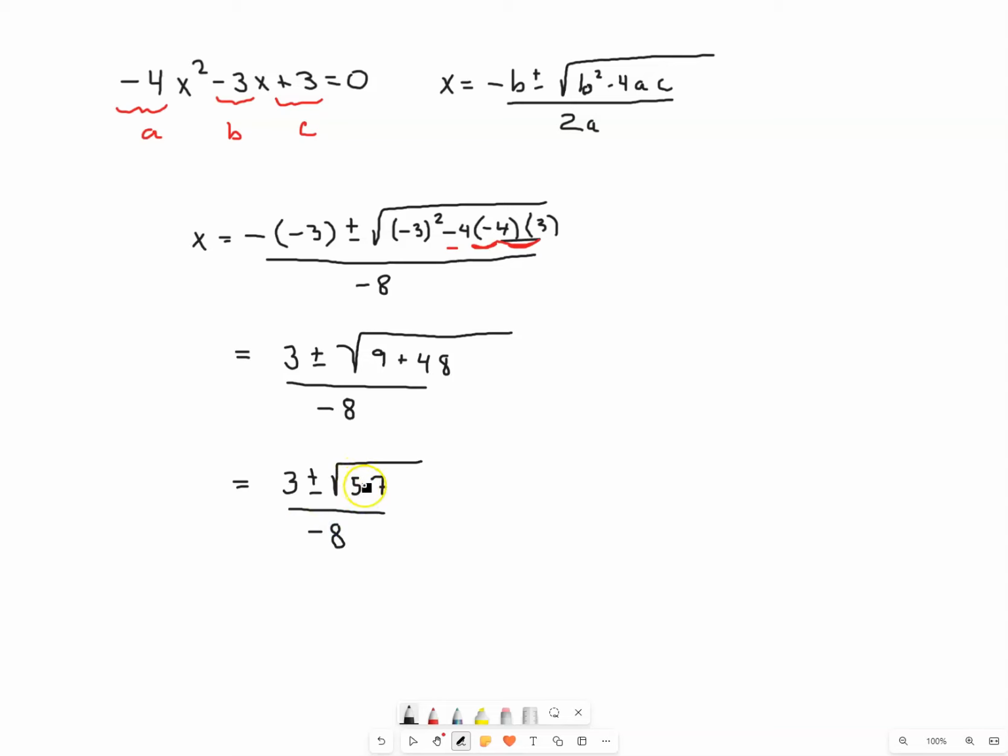By the way, 57... let's see, is there a square in 57? I know that 3 goes into 57, I think. Let's see, 3 goes into 57, 3 and 19, nope, those are primes. So I'm not going to be able to reduce the square root of 57. So the 2 answers are 3 plus the square root of 57 all over negative 8, and then 3 minus the square root of 57 all over negative 8.